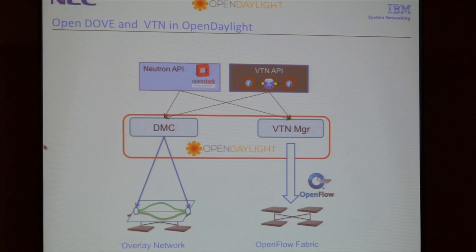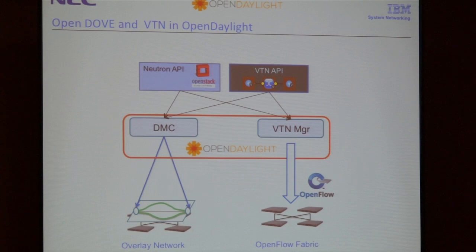I guess I don't understand why the Neutron APIs would drive this. I get that the VTN API is something that this VTN manager exposes, and then there's a different API that might make sense for your DMC. But you would develop some plugin in OpenStack that would talk to whatever common API you have. So I don't understand the Neutron API piece in terms of why it's at the same level as VTN.